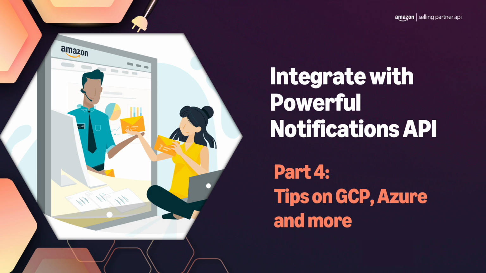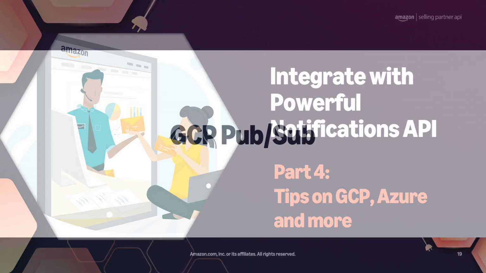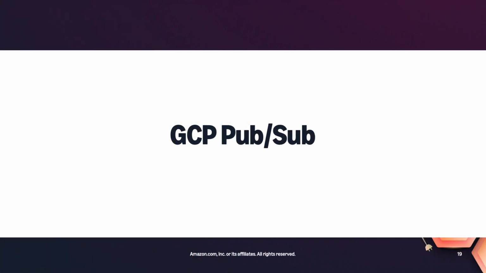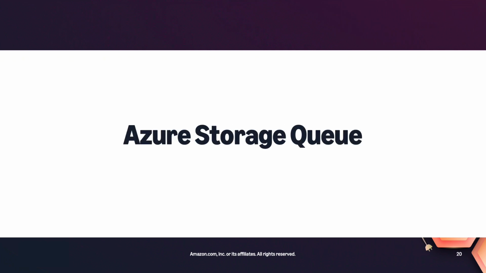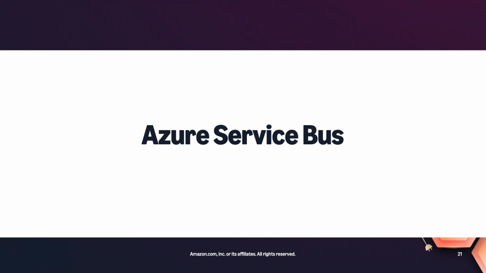In this wrap-up session, we'll share valuable tips for implementing similar solutions in GCP and Azure and summarize key takeaways from our entire series. We'll also discuss common challenges and their solutions across different cloud platforms. Now I would like to briefly touch upon app config JSON elements and useful tools for GCP PubSub, Azure Storage Queue, and Azure Service Bus.